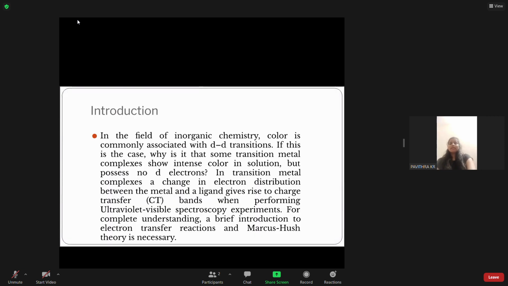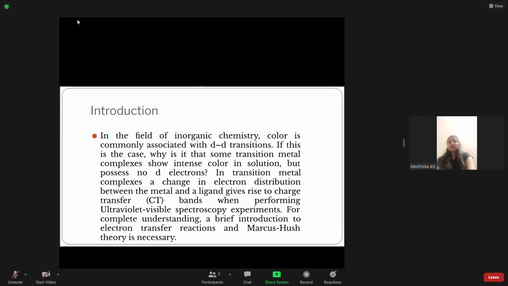Introduction. In the field of inorganic chemistry, color is commonly associated with d-d transitions. If this is the case, why do some transition metal complexes show intense color in solution but possess no d electrons? In transition metal complexes, a change in the electron distribution between the metal and the ligand gives rise to charge transfer bands when performing UV-visible spectroscopy experiments.